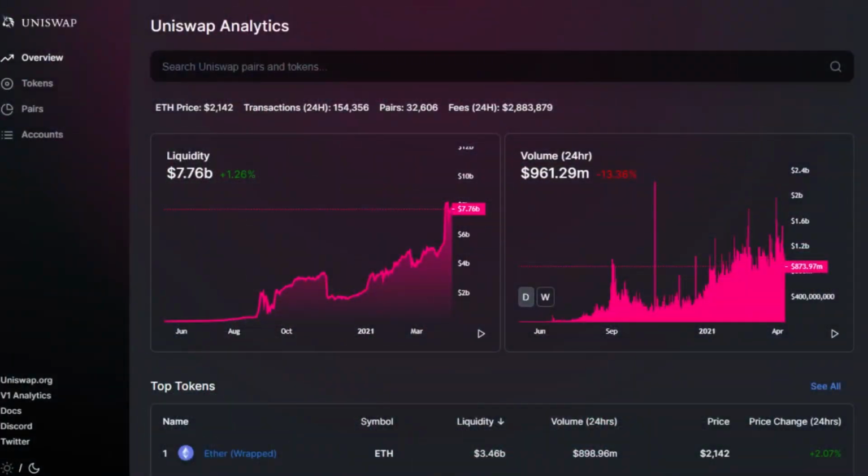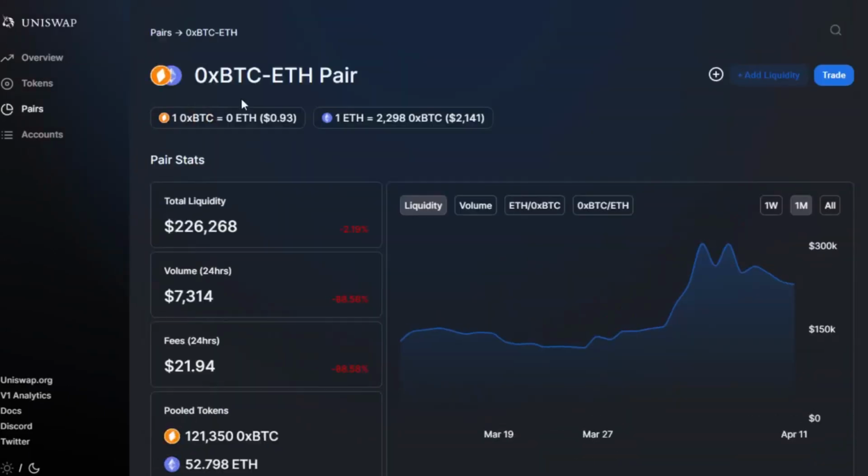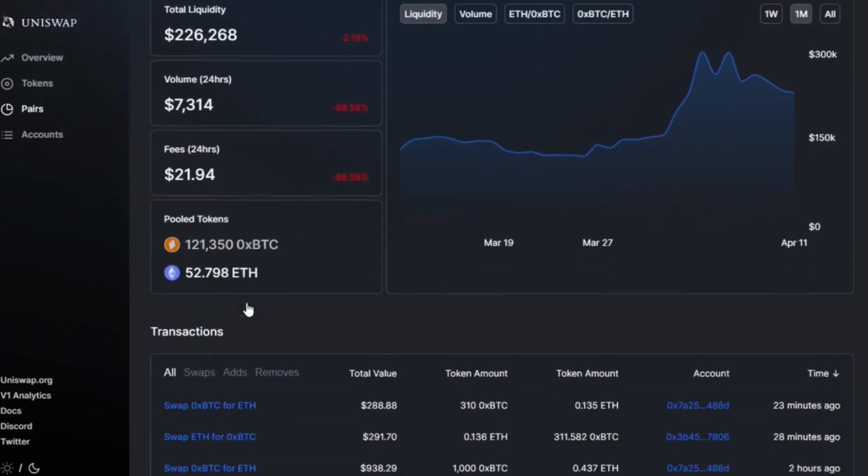Uniswap is a decentralized cryptocurrency exchange. First, you search for a token that you're interested in. Then you can see the total liquidity on this token. You can see the amount of trading volume that's been going on, and you can see the amount of fees that liquidity poolers have generated.